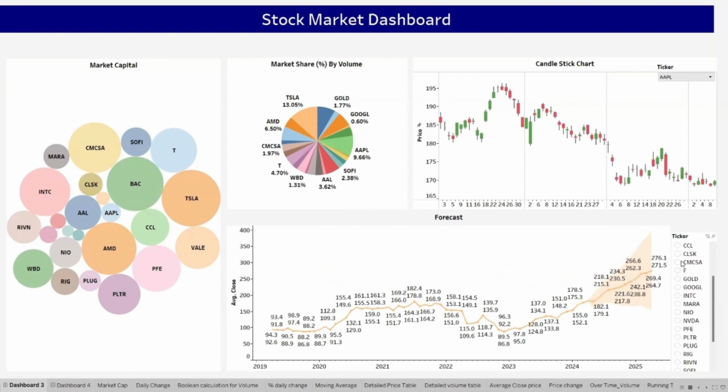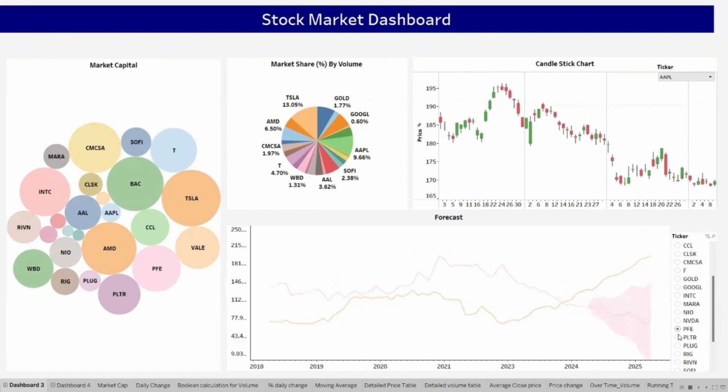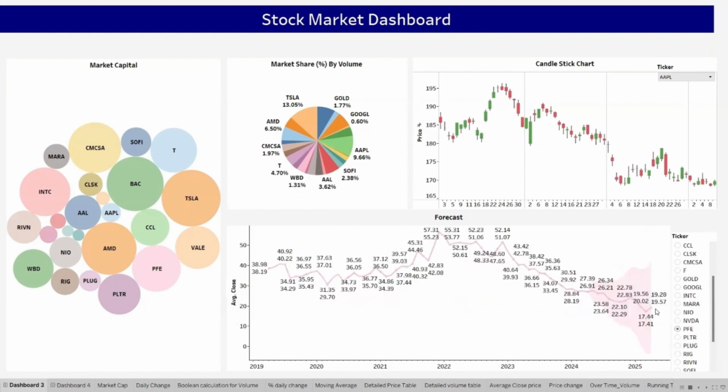Now, going on to the next stock, which is Pfizer. So here in this stock, we have an average target of 19.20 with a low estimate of 19.57 and a high estimate of 19.28. The average target predicts an approximate 25% decrease from the current stock price of 27.02. So we recommend our audience to sell this stock.